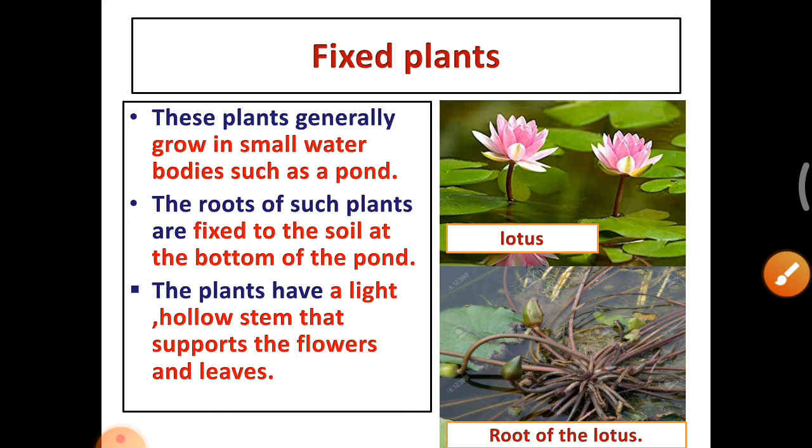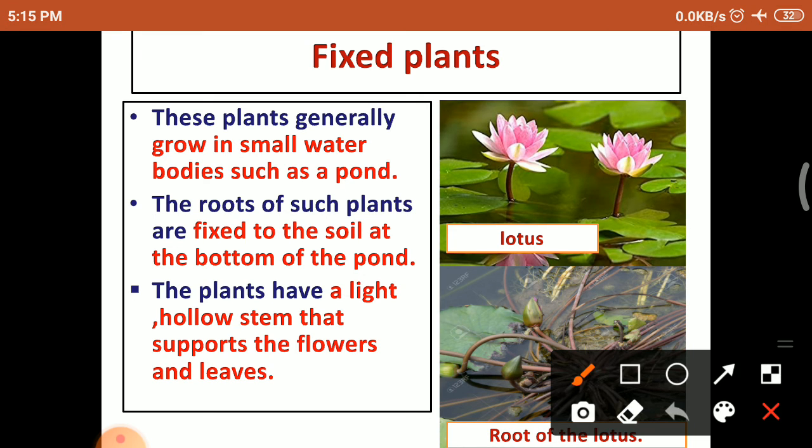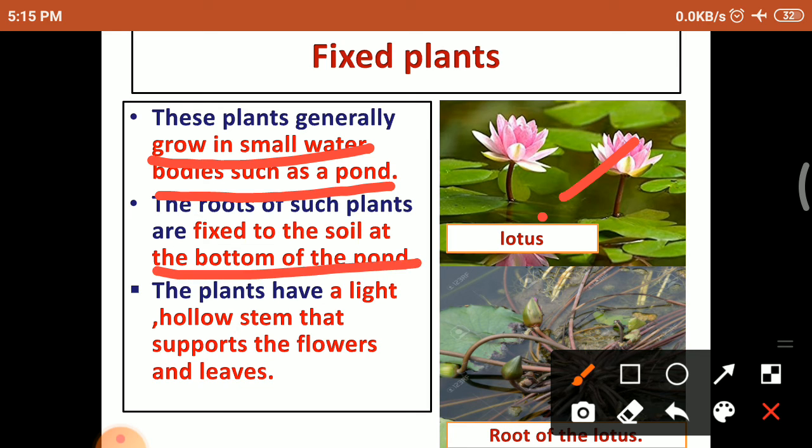The next one, fixed plant. So what is the difference between floating plant and fixed plant? A fixed plant is also grown in water, but the roots of this plant are fixed under the ground. These plants generally grow in a small water body such as a pond. The roots of such plants are fixed to the soil at the bottom of the pond.